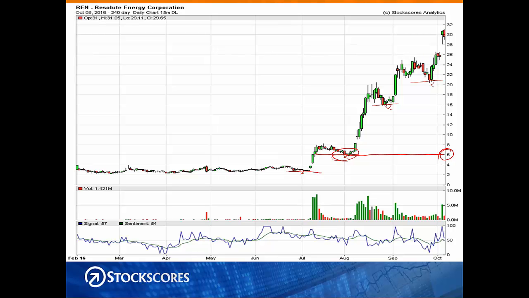The market was saying, based on all of the information that we have about this company's ability to make money in the future, we don't think that this stock is worth less than $6 a share. But at a later point in time, that threshold had moved up to $16 a share, and then to $21 a share. And if we go back in time, back in July, the threshold was only $3 a share.